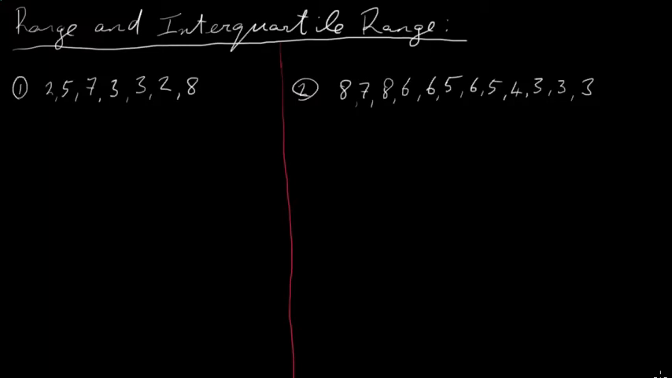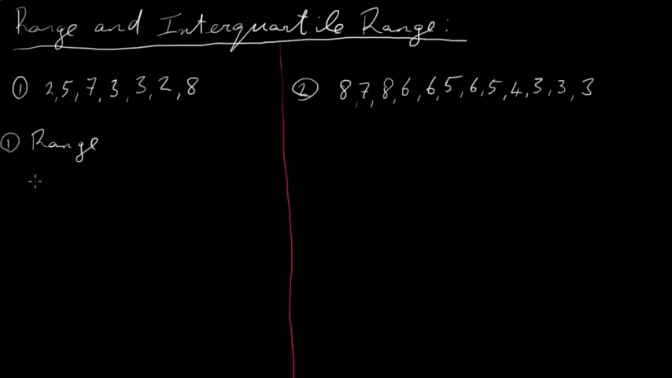Okay, so in this video I'm going to have a look at calculating the range and the interquartile range of two sets of numbers here. So let's have a look at, first of all, the range of this set of numbers. In order to calculate the range, you need the highest and the lowest. But in order to calculate the interquartile range, or in fact the median, which we covered in a previous video, you're going to have to rank these numbers or put them in order.